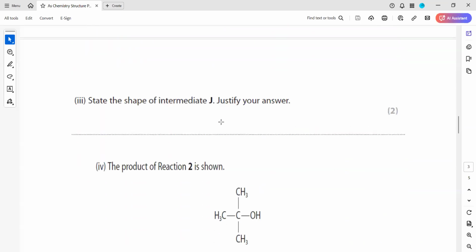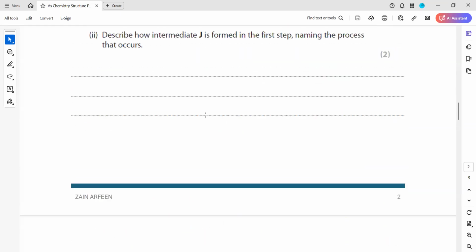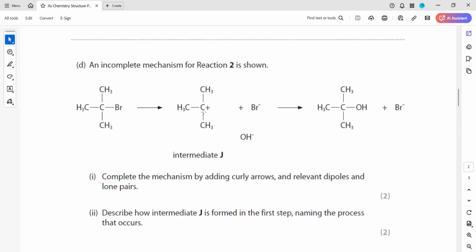The next: state the shape of the intermediate and justify your answer. Whenever you predict the shape, you have to check the bond pairs and the lone pairs on the central atom. The central atom is a carbon. How many bond pairs do you see? 1, 2, and 3 bond pairs. And how many lone pairs are there? There is no lone pair. Whenever a molecule has 3 bond pairs and no lone pair, the geometry will be trigonal planar.